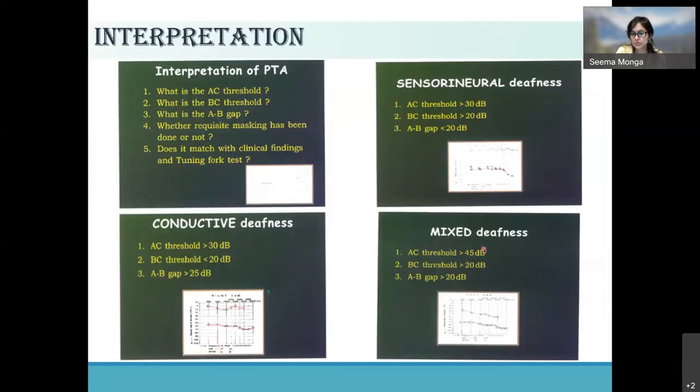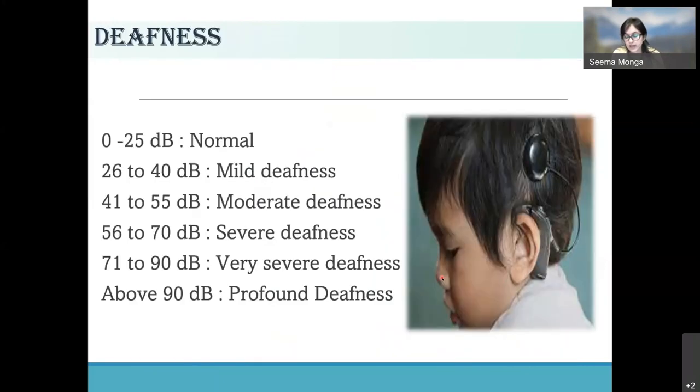So interpretation, we all know what is mixed deafness, what is conductive deafness, what is sensory neural, all right? We all know these things. And we all know how we say that the patient has this much handicap, that the patient has mild hearing loss or moderate deafness, or severe deafness. Can anyone tell me what exactly we are actually measuring?